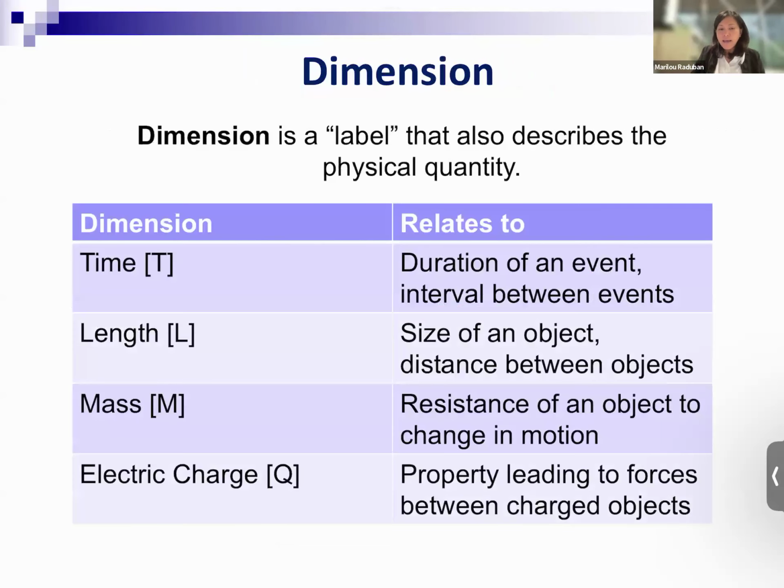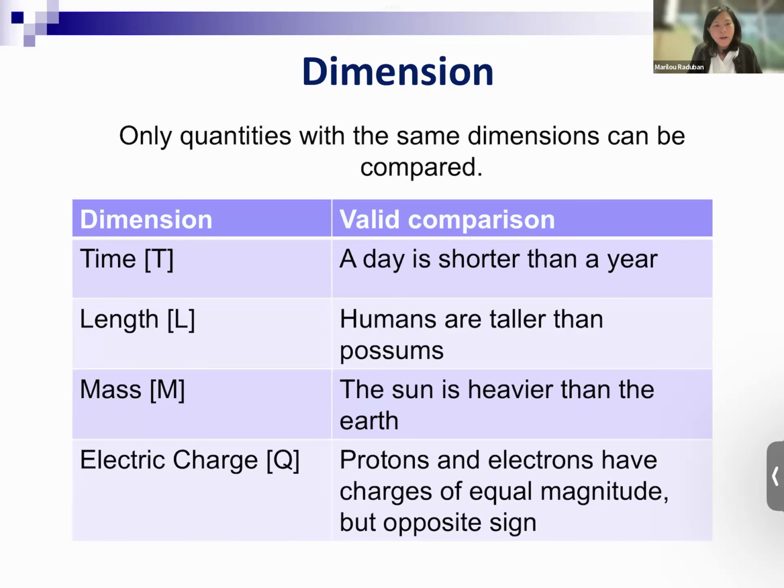Okay, the unit that you use depends on the dimension that you are measuring or considering. In this course, you will encounter these three common dimensions: the dimension of time, length, and mass. Electric charge, we will not really cover electricity in this course, but I just put it here to show that electric charge is an example of a dimension. And when you compare quantities, you are essentially comparing quantities with the same dimension. So for example, a day is shorter than a year, you are comparing the dimension of time.